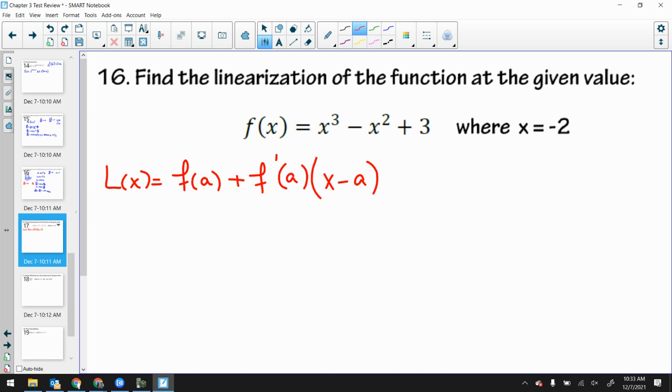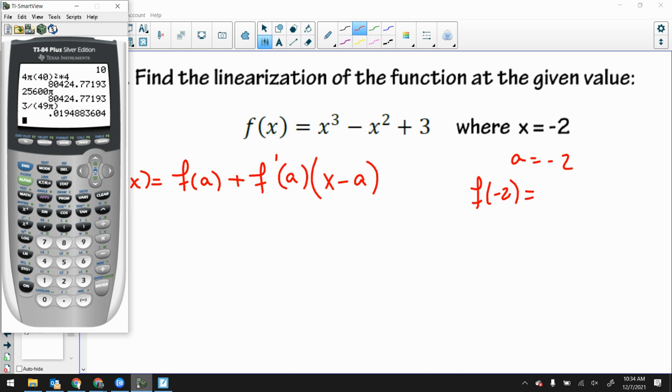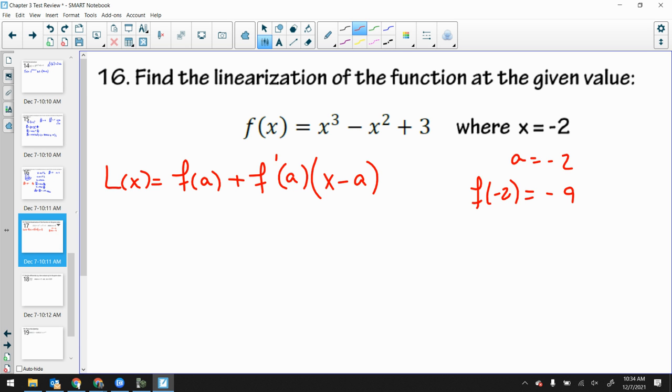So this is f of a, the y value. Now remember that in this case, a is -2. That's what that notation is saying. But I need to find f of a. So f of -2 is, well, let's plug that in. We've got -2 to the third minus -2 squared plus 3. That's -9. So L of x is equal to -9 plus f prime of a.